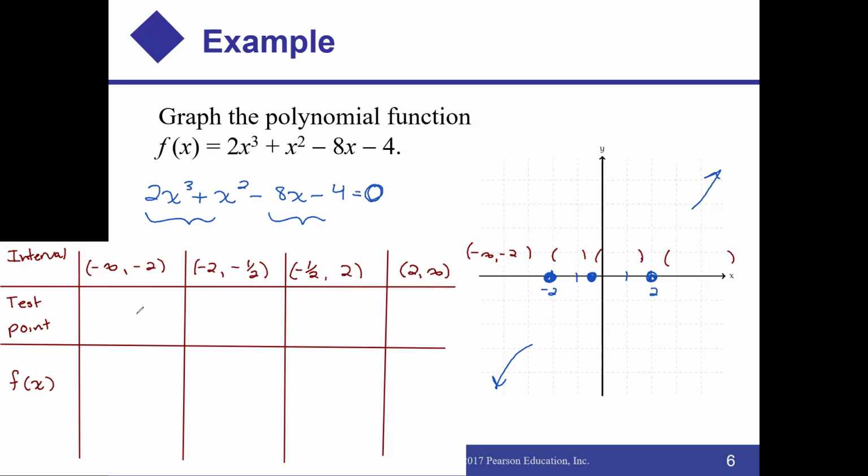Okay. So for a test point, we need to pick a number that fits in each interval. As an example, negative 3 fits before negative 2. Something between negative 2 and negative 1/2? Well, negative 1's in there. Something between negative 1/2 and 2? Well, 0's in there. And something from 2 to infinity? Well, we got 3 in there. So here what I'm going to figure out is what those function values are.